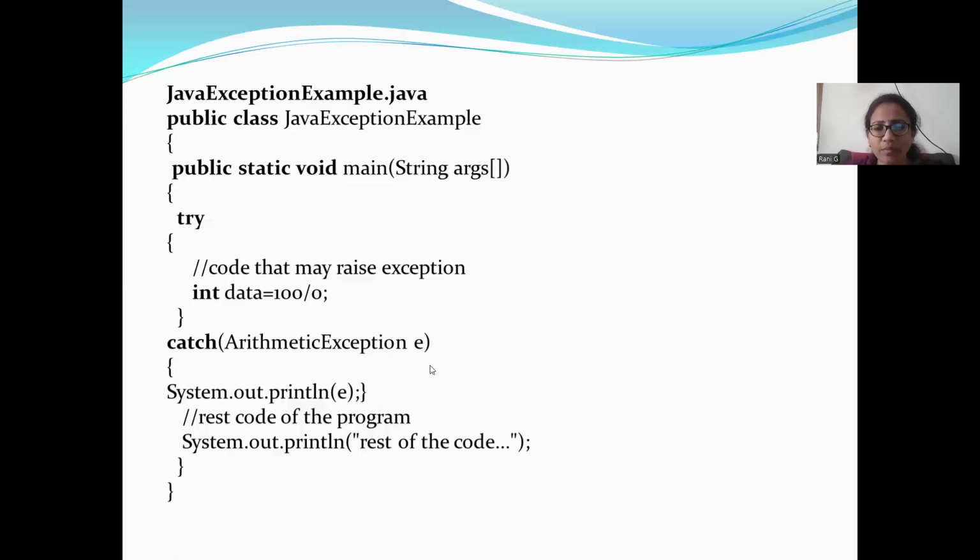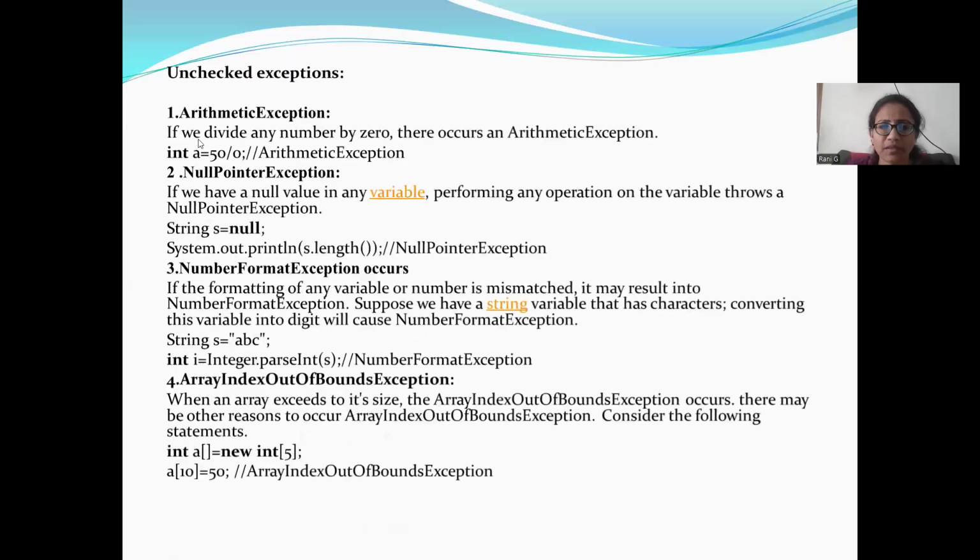So this arithmetic exception, null pointer exception, all these things are nothing but different types of exceptions, that are nothing but unchecked exceptions, that are not checked at compile time. So first is arithmetic exception. Arithmetic exception is nothing but if you divide any number by 0, an arithmetic exception occurs. That is nothing but this: the variable int a is equal to 50 by 0. If we divide any number by 0, we call it an arithmetic exception.